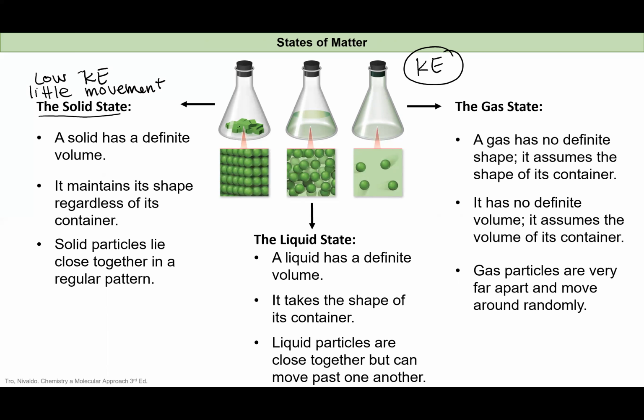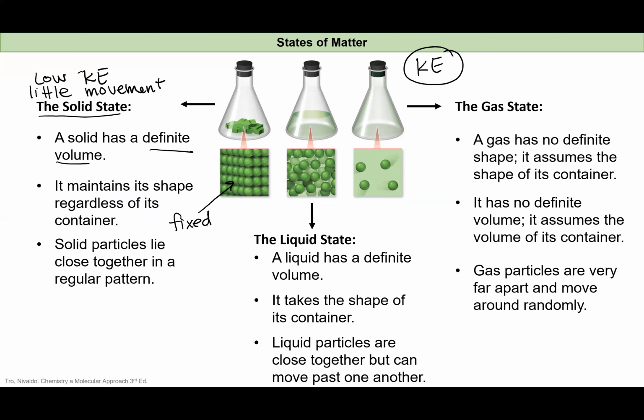In the solid state, our matter will have a very definite volume. That means it will have its own shape. And it will keep that shape no matter where you put it, what container. Now, these particles are going to be really close together, and they're going to stay in a fixed position, a fixed pattern in the solid state.